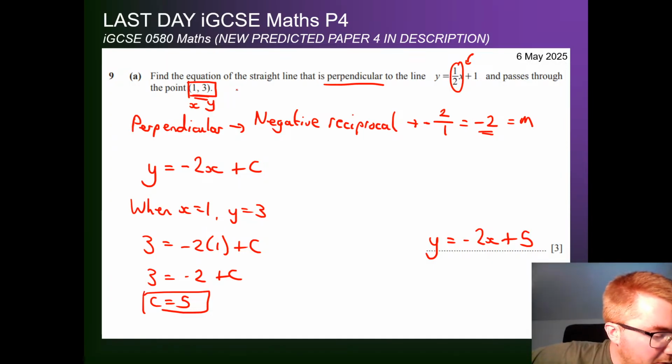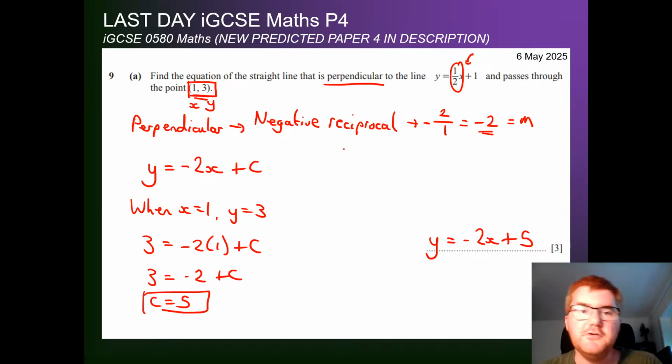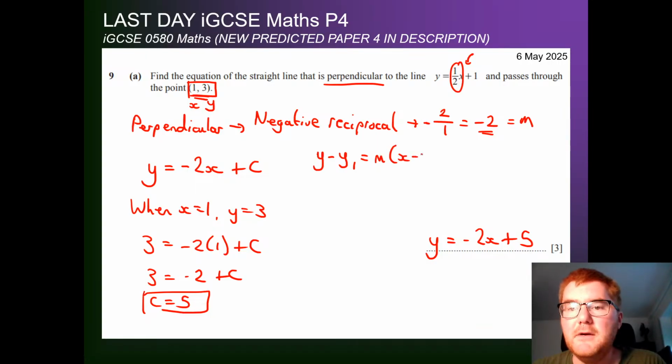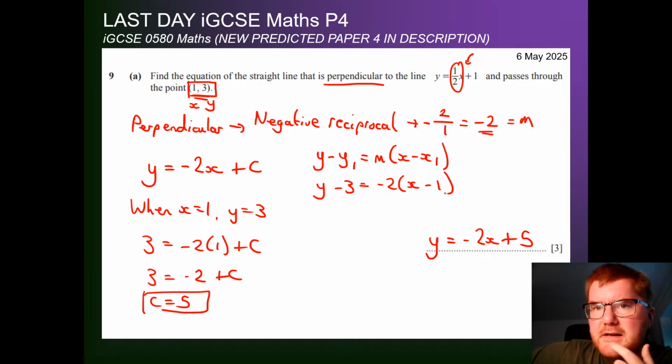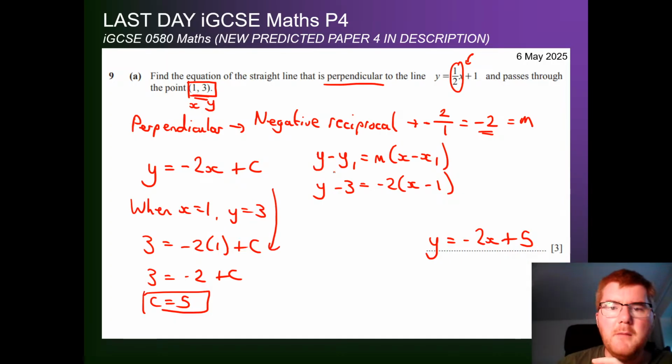Can we use y minus y1? Yes, yes. So what you're talking about here is this formula. So y minus y1 equals m times x minus x1. So once you know the gradient, you can just do y minus 3 is equal to minus 2 times x minus 1. This is the formula you're meaning. Yes, you can. It's interesting you bring this up because at IB, there was an IB question a while ago where you couldn't actually solve it using what I've done here, but you had to use the y minus y1 formula. So it's useful to know and it sets you up nicely for IB.